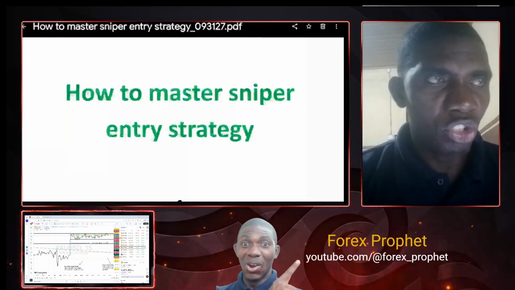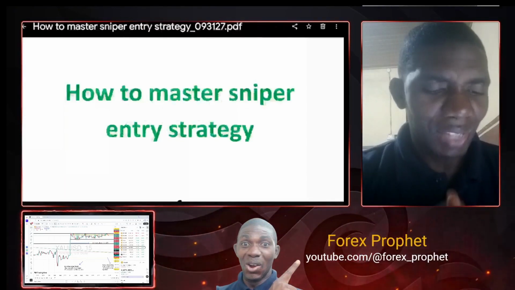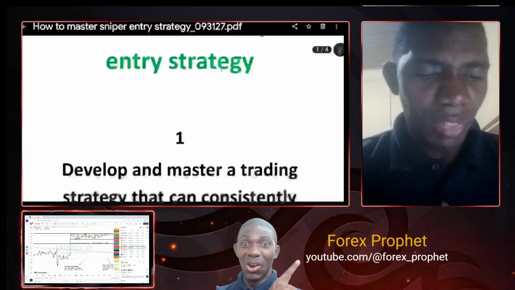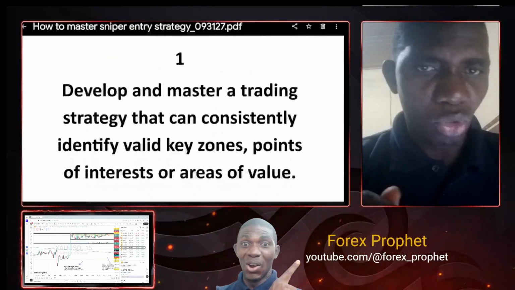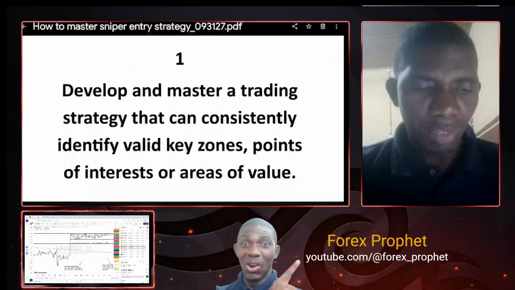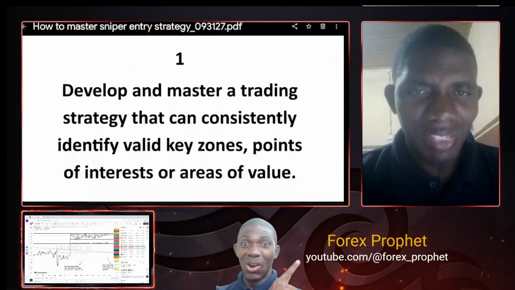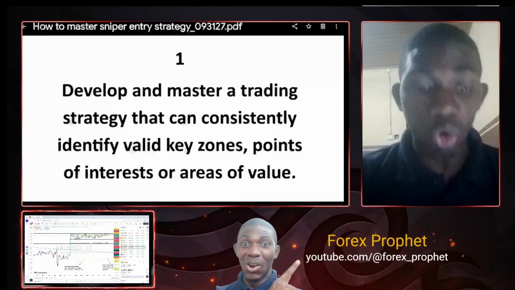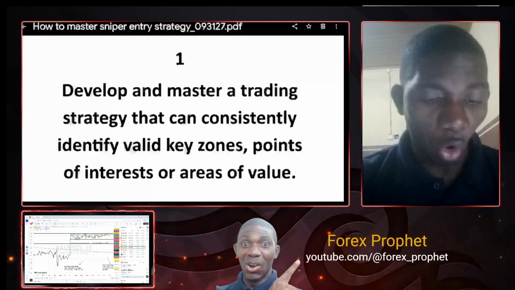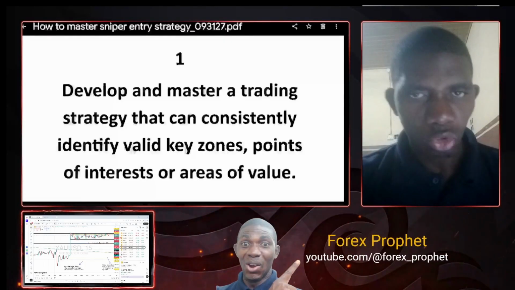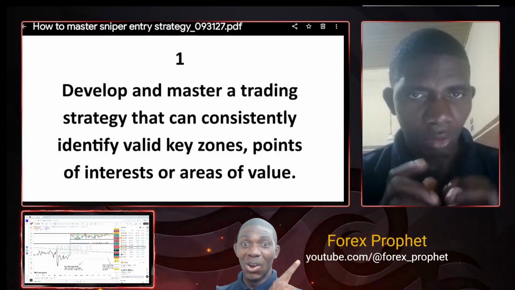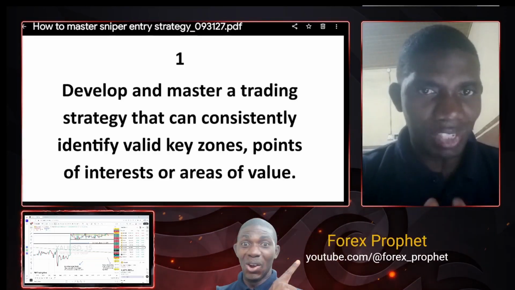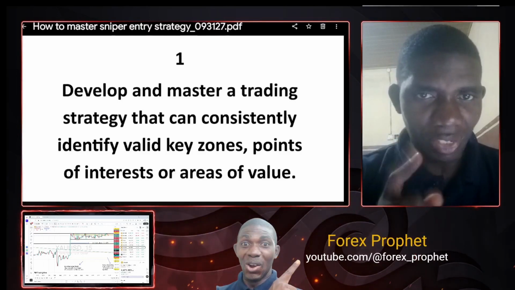So first of all, let's start with the theory. How to master sniper entry strategy. That's what we'll be talking about right now. Number one thing you need to do to start the process is you have to develop and master a trading strategy that can consistently identify valid key zones, point of interest, or areas of value. So your strategy is key. Develop and master a strategy that will help you to identify key zones on the chart. That is the first thing you need to do.